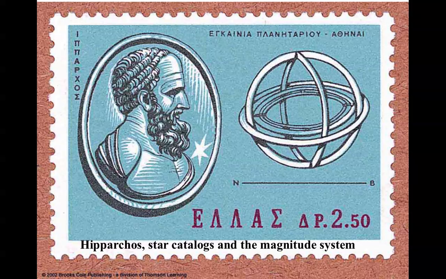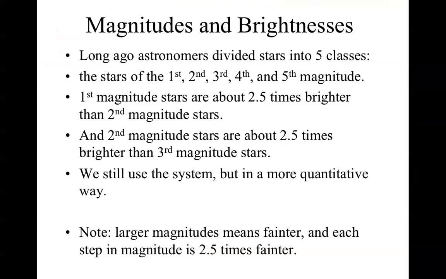This system dates back to the time of the Greeks. Hipparchus, who made the first great star catalog, shown here in a Greek stamp from the pre-Euro days of Greek postage, listed the magnitudes of those stars in a system that's very similar to the one that we use today, 2,000 years later. Astronomers divided stars into 5 classes.